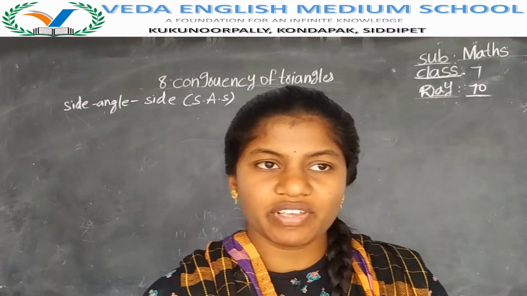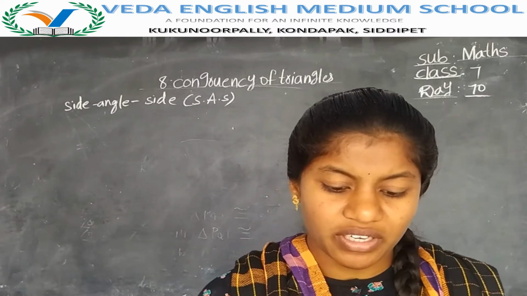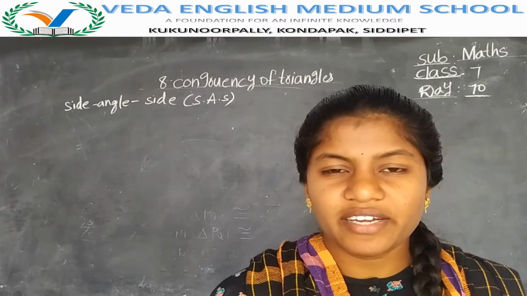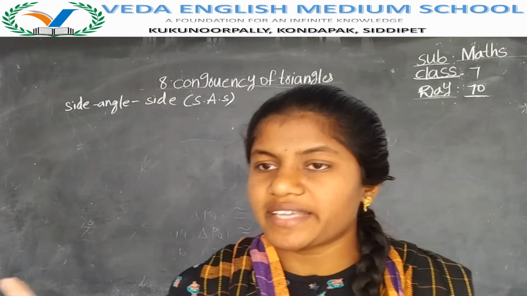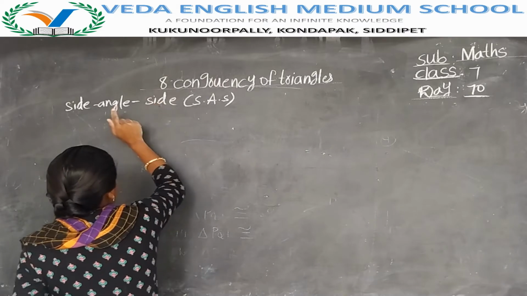In our previous class we learnt about side congruency, that is the first property. Now we are learning about congruency of triangles. The second property is side angle side, that means any two sides and one angle should be equal.